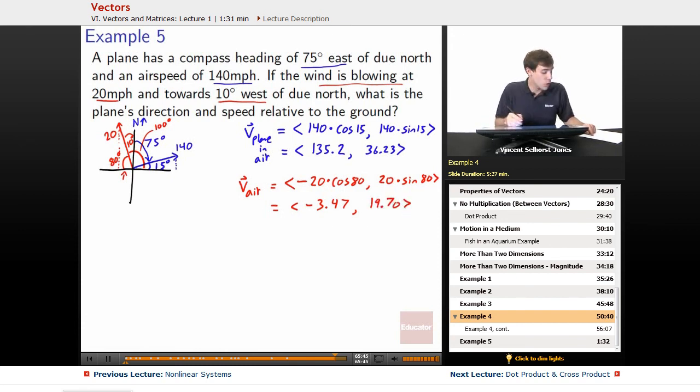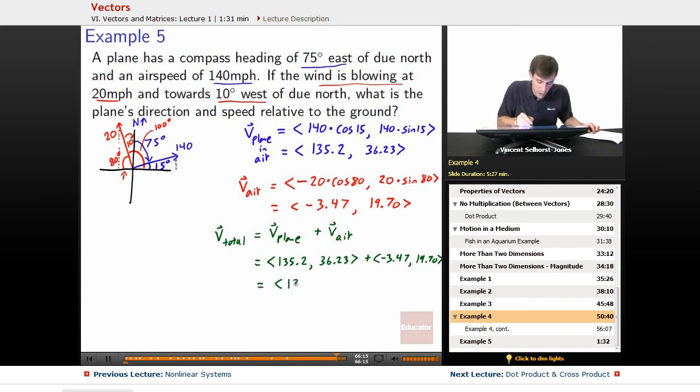All right, so if we want to figure out the combination of the two, what is the total motion of the plane relative to the ground, that's going to be the plane's motion relative to the air plus the air's motion relative to the ground. We just figured out what each one of those is, so 135.2, comma, 36.23 was our plane's motion, plus negative 3.47, comma, 19.70. And so in total, that gets us 131.7, 55.93. Great. So that's what our velocity vector is going to be, the component form.